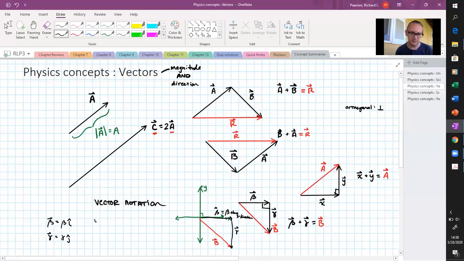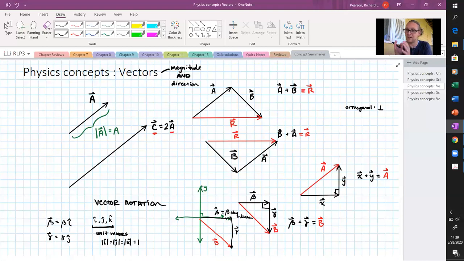Now, this i hat, j hat, and the third direction of k hat, which is what we use along the z, these are defined as unit vectors. A unit vector is defined as having a magnitude of 1. These vectors have this hat, and that hat denotes it as a unit vector. It's a special vector that has a magnitude of 1. But the direction that each of these has is specific. The i hat is a direction along the x-axis. The j hat is a direction along the y direction.